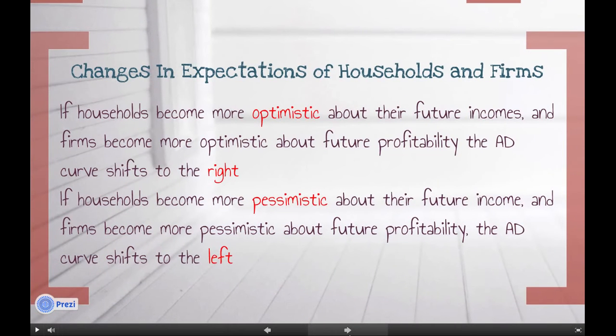If households are more optimistic about their future income and firms are more optimistic about the future profitability of investment spending, the aggregate demand curve shifts to the right. If households become more pessimistic about their future income and firms become more pessimistic about the future profitability of investment spending, the aggregate demand curve shifts to the left.